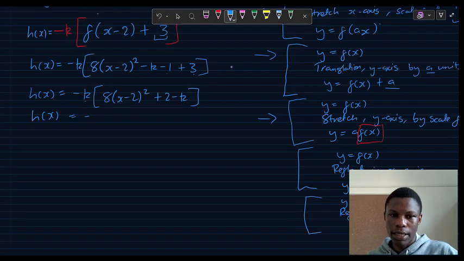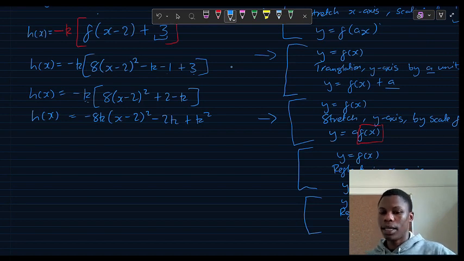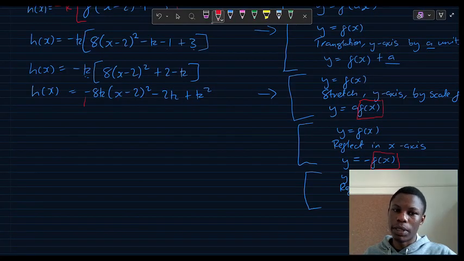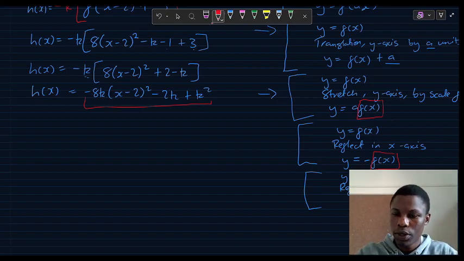Negative k times 8, negative 8k times x minus 2, and that's squared. Then negative k times 2, so minus 2k, minus k times minus k, plus k squared. The reason that I multiplied through by negative k is because this is the completed square form of h of x, which is usually more useful to have. And I think it could actually be useful in our part C.